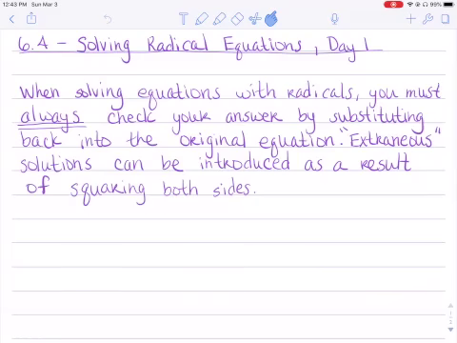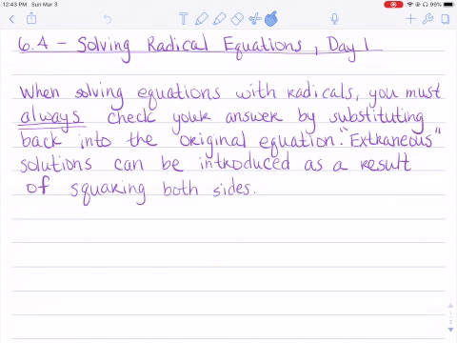Hey guys, this video is for 6.4 lesson, Solving Radical Equations, Day 1. We are going to be spending 2 days in this section of the book. So we have done something similar to this before.